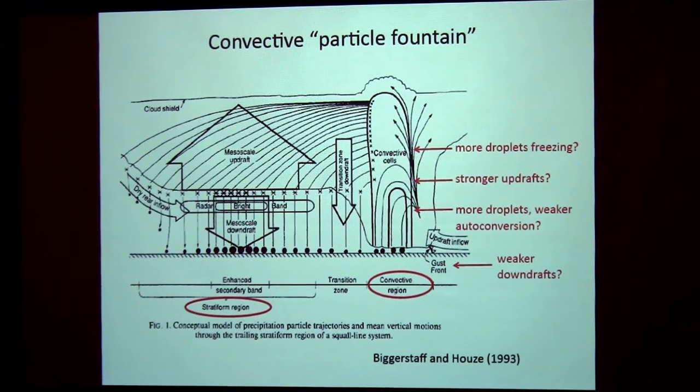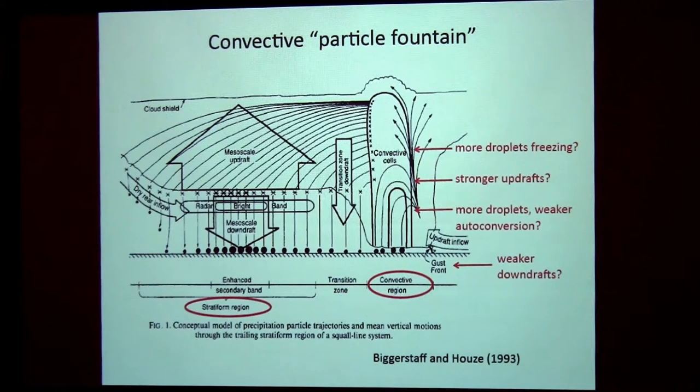The convective region has sometimes in the literature been referred to as a particle fountain. The idea here is these are your convective cells where you have the strong updrafts. In these convective cells, and I really like this cartoon from Biggerstaff and Houze, the ice particles are formed. These lines are imagined, simplified trajectories of these ice particles. Of course, there's collision coalescence and all these other things going on, so it's highly idealized. But the idea is that the hydrometeors are all formed in these convective columns, and the rest is basically dispersion and fallout. And that is what creates the stratiform area. So it would be natural to consider that the properties of the ice that comes out of your convective cells can have a big influence on your stratiform properties.